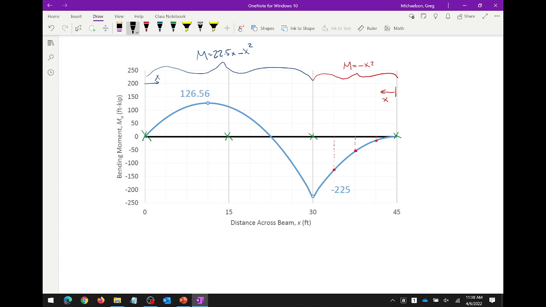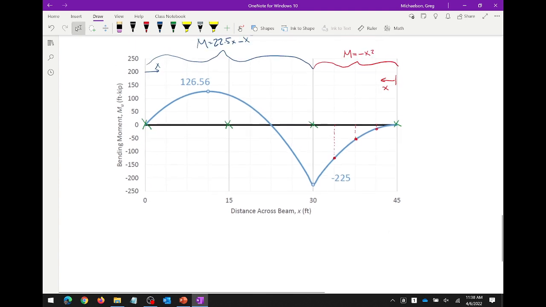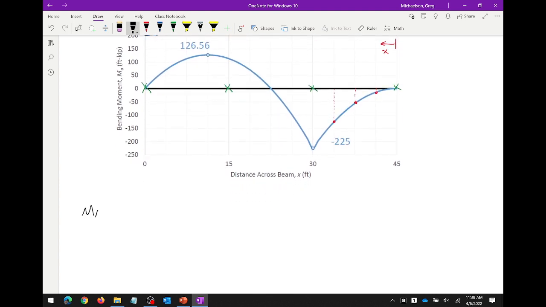So how do I compute that? All right, first off, what is this distance? 15. This is 15, so 15 over 4 is what? Was that 3.75? So here's how I'm going to handle this. MA is M at x equals 3.75 feet. MB is M at x equals 7.5 feet. MC is M at x equals, what is that, 11.25?